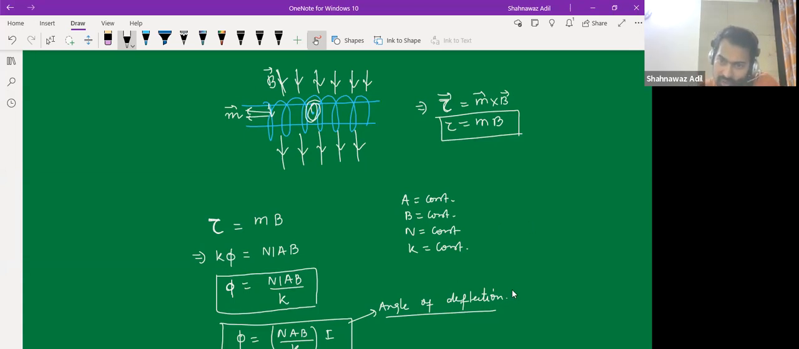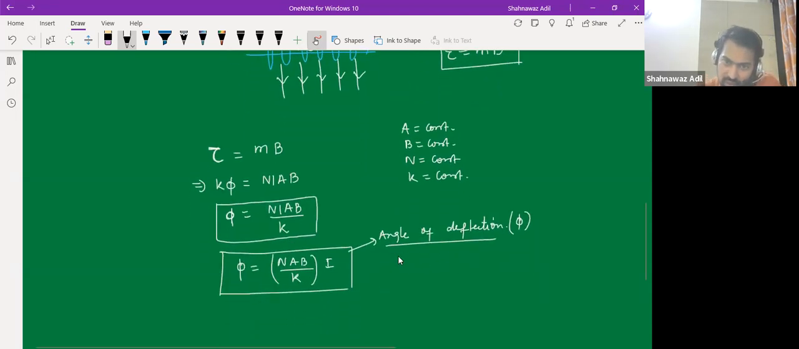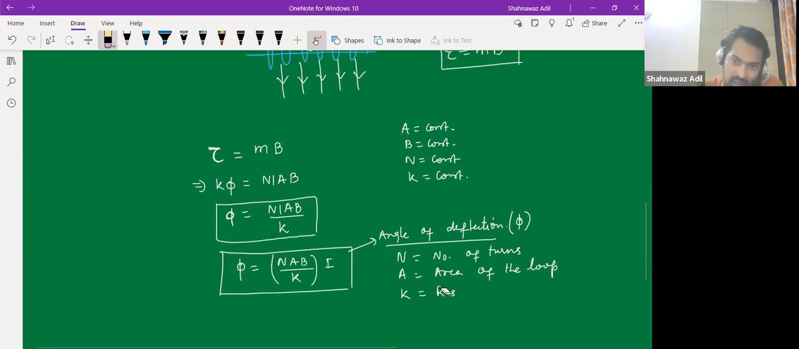So phi is the angle of deflection, right? And N is, yeah, I should write all these things. So N is the number of turns, A is the area of the loop, and K is the restoring force constant or spring constant, right? B is the magnetic field.